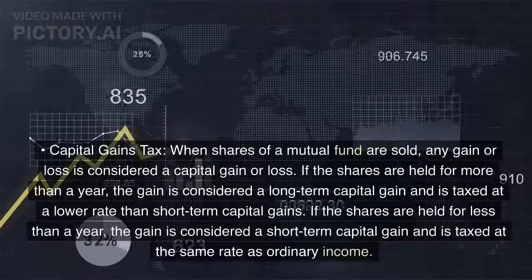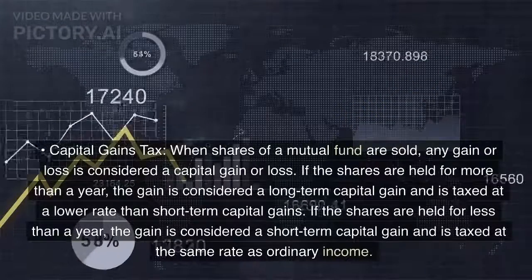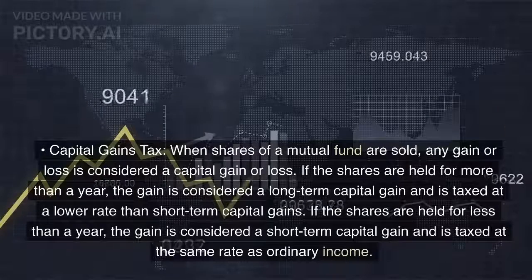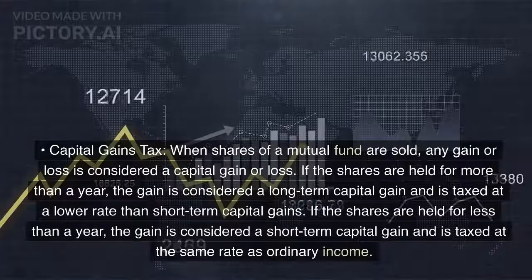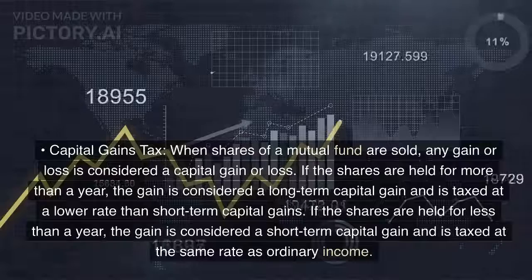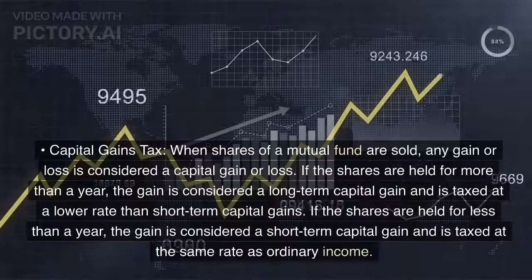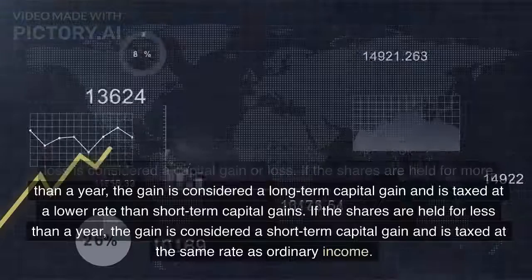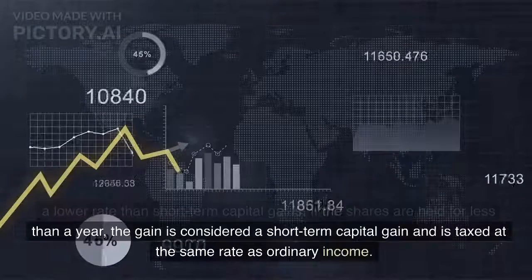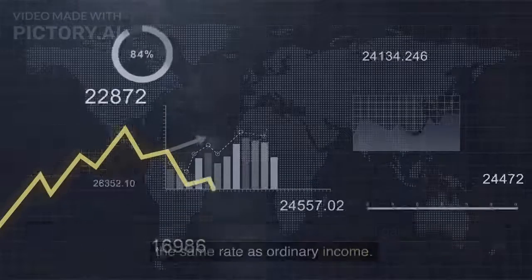When shares of a mutual fund are sold, any gain or loss is considered a capital gain or loss. If the shares are held for more than a year, the gain is considered a long-term capital gain and is taxed at a lower rate than short-term capital gains. If the shares are held for less than a year, the gain is considered a short-term capital gain and is taxed at the same rate as ordinary income.